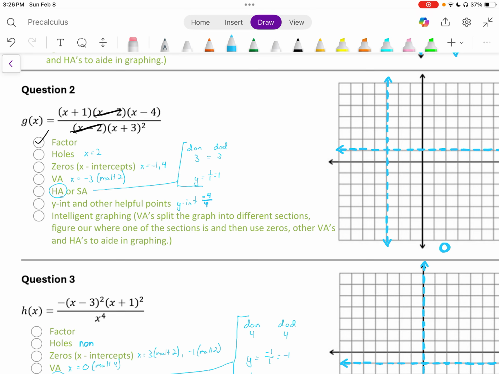Once we graph, we'll see better where that hole is, but it will be at x equals 2. Next, we find our zeros. With the remaining part, if you want to, you could rewrite this with that canceled factor not there. Values of x that make the numerator 0 are negative 1 and 4. They're both multiplicity 1, so let's put points at negative 1 and 4.